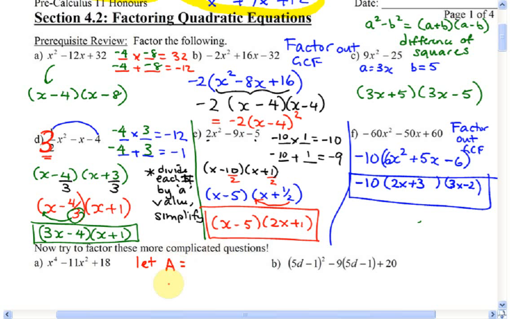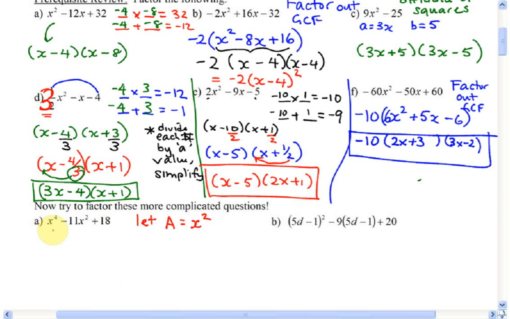Now, here's what I'd like you to do. Can you make a substitution for me? I want this middle term just to be x, or something with just one thing. Let me ask you to do this. Let a equal x squared. Okay? Now, if a equals x squared, how does this change?